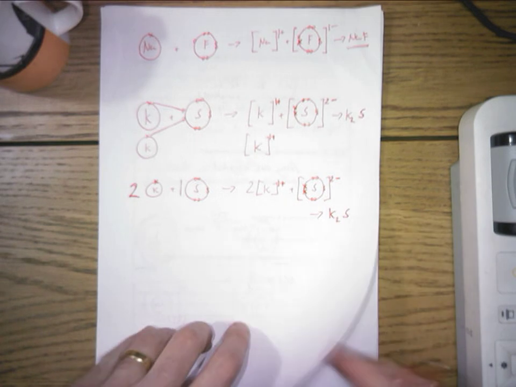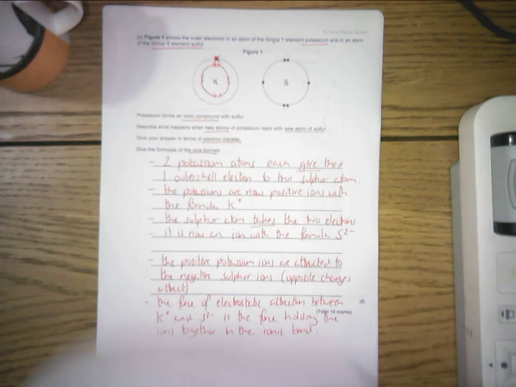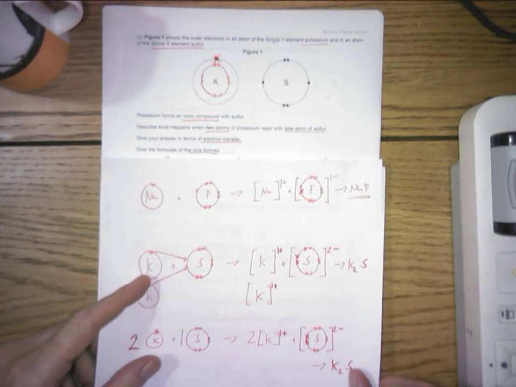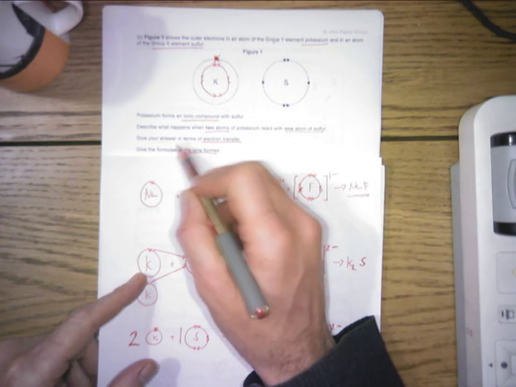Right, Mr. Ashton-Tyler, are we going to finally answer the question? We are going to answer the question. Right. Describe what happens when 2 atoms of potassium react with 1 atom of sulfur. Give your answer in terms of electron transfer.